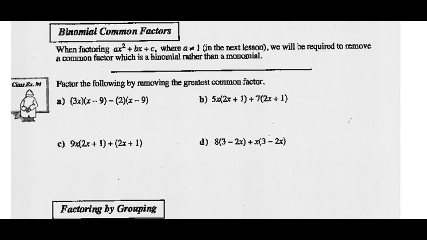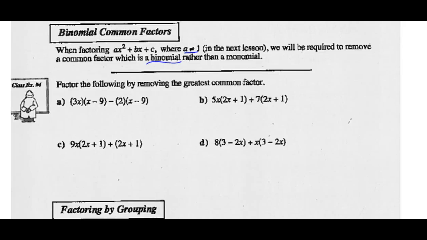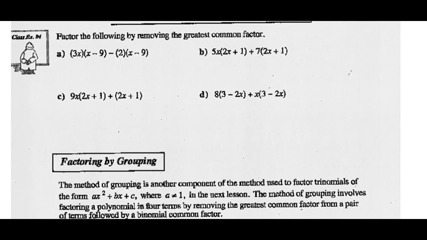So a binomial common factor. If I'm going to factor ax squared plus bx plus c where a isn't 1, we're going to be required to remove a common factor which is not a monomial but a binomial. That's a two-term expression. So let's just review a common factor as a binomial.